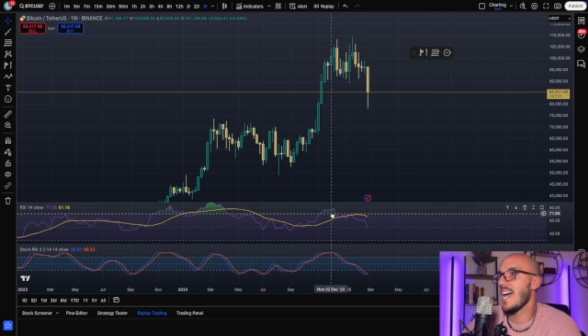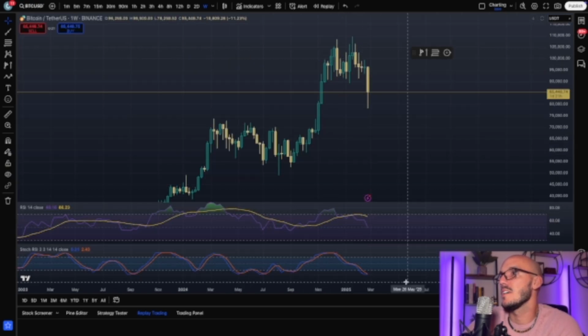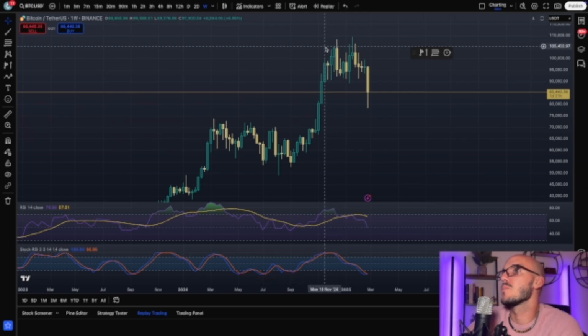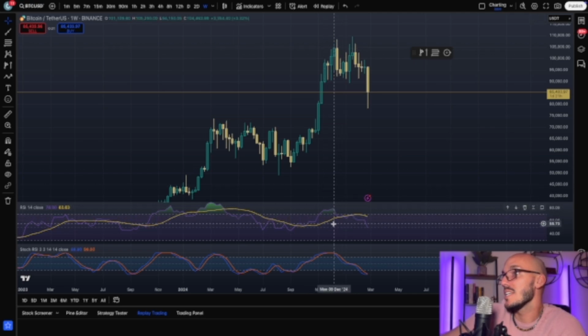So you had the RSI right here at 78.8, about 79, let's say. You also had the stochastic RSI overbought. You can see right down here. Now, where was price? During that time, price was near its all-time high at like 108,000. And this was telling you that it was overbought. So this could be due for a reversal in price action.